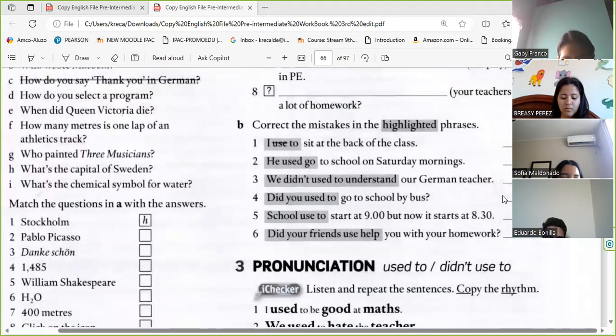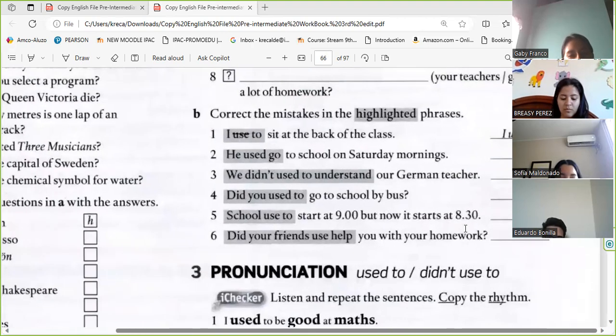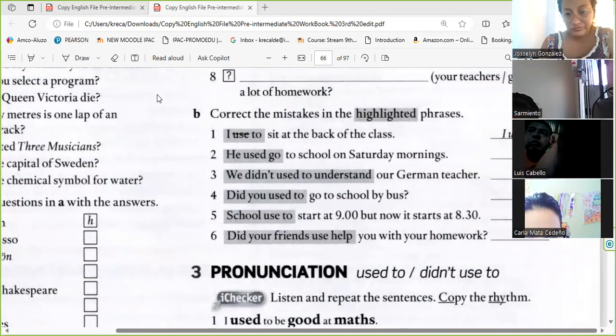Now, we have here some sentences, and it says correct the mistakes in the highlighted phrases. The first one is done for us. "I used to" is in past, not in present. I used to sit at the back of the class. Number 2, Sophie, what is the mistake? Is it a mistake or not?